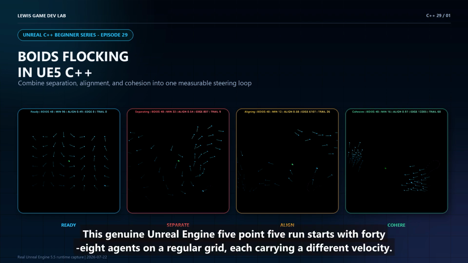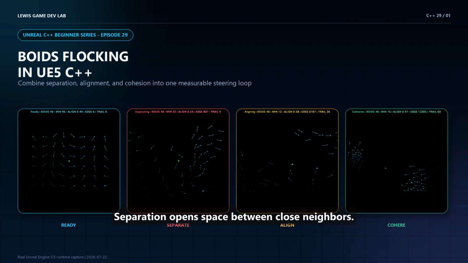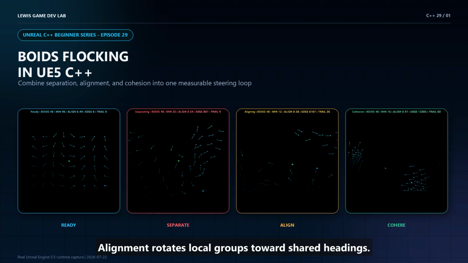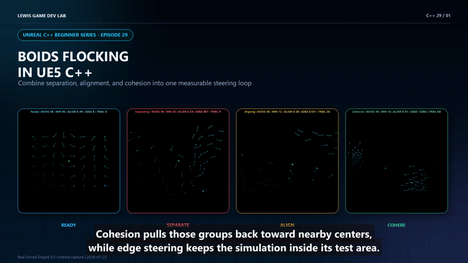This genuine Unreal Engine 5.5 run starts with 48 agents on a regular grid, each carrying a different velocity. Separation opens space between close neighbors. Alignment rotates local groups toward shared headings. Cohesion pulls those groups back toward nearby centers, while edge steering keeps the simulation inside its test area.